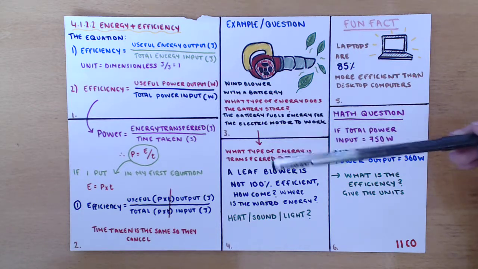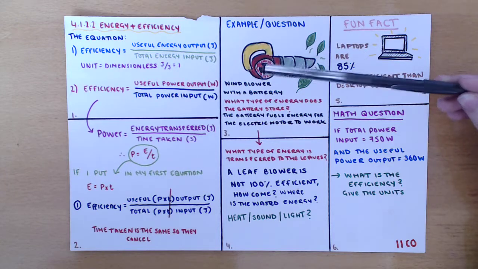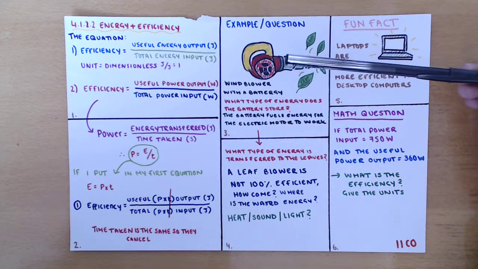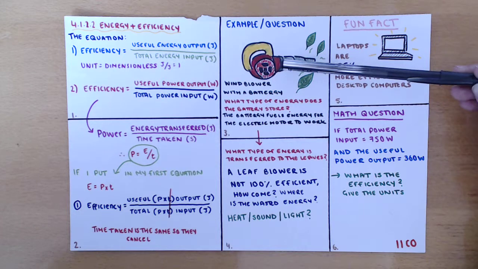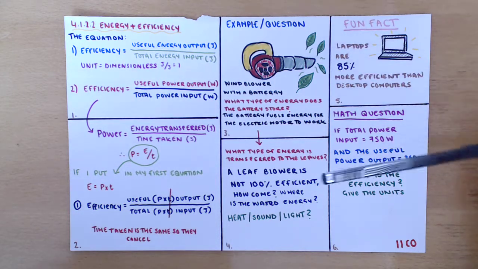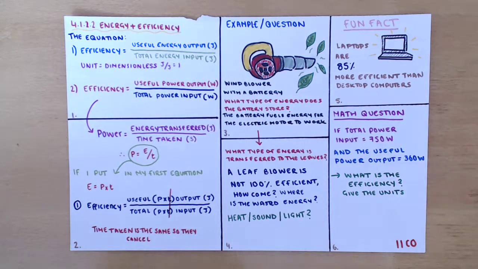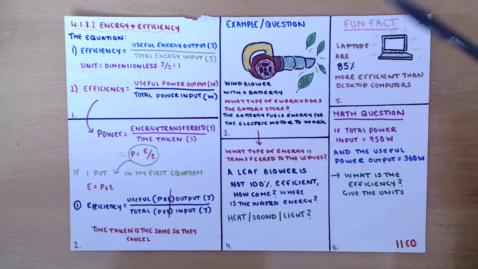Now what type of energy is transferred to the leaves? So if you have your battery, which transfers to the electric motor, which causes the leaves to move. Remember what movement energy is. So the question is asking, what type of energy is transferred to the leaves? Pause the video and choose the answer. Okay, hopefully you guys have clicked that it's the kinetic energy. Because as the leaves start to move, that's movement energy and that is kinetic.